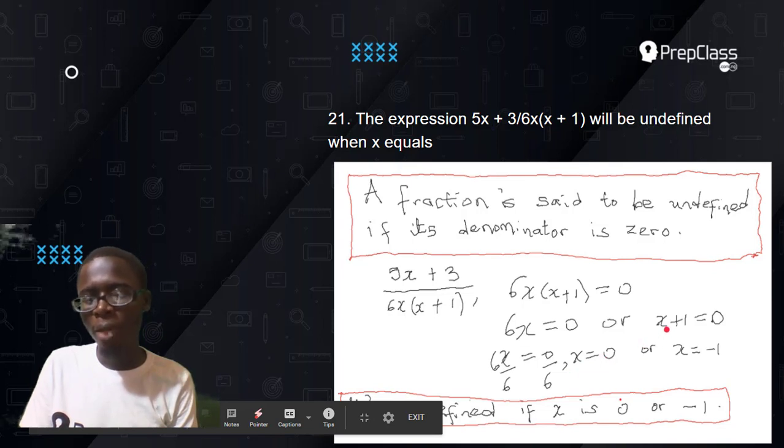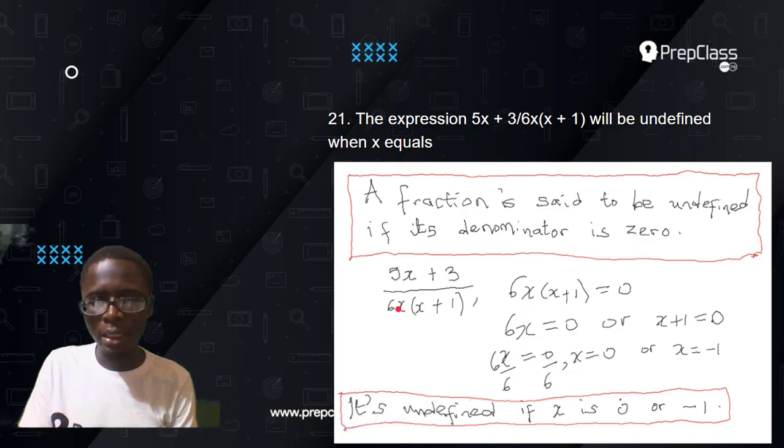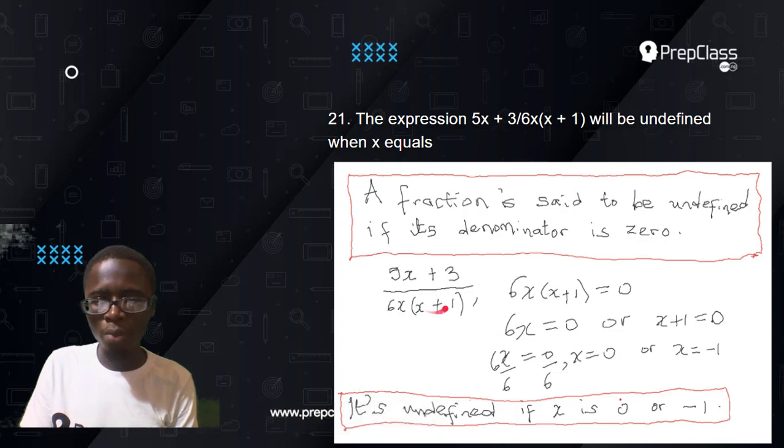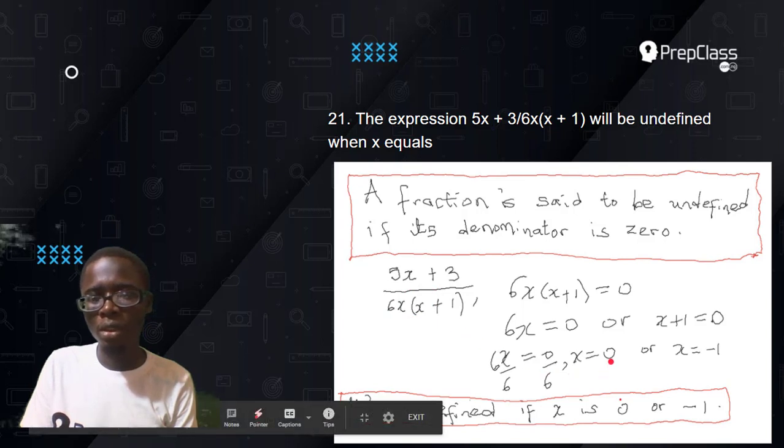And from here, making x the subject of the formula by moving this 1 to the other side to be minus 1. So we have two values in which the fraction will be undefined. It simply means when x is 0, because 6 times 0 is 0, and everything here will turn 0. So this will become undefined. Or if x is minus 1, because if x is minus 1, this is minus 1 plus 1, so the whole of this bracket will be 0. And so this will be 0 times 6x, and everything will turn 0. So these are the conditions in which the fraction will be undefined.